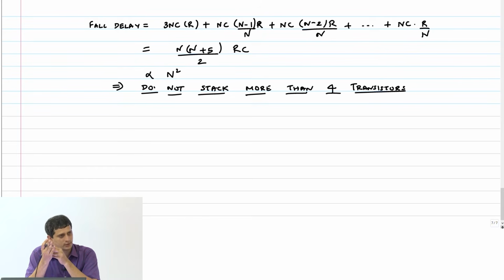PMOS will actually be worse, okay, doubling the capacitance, everything, okay. You'll see later there are other reasons also why we should not do this. Therefore, it's generally a good idea that people stop with 4 input NAND gates, okay. Typically 3 is preferred, but at most 4, not more than that, okay.